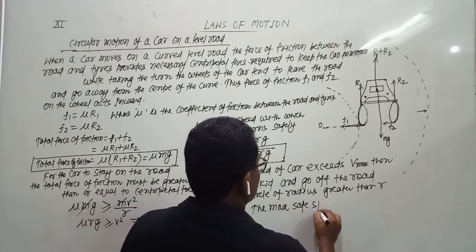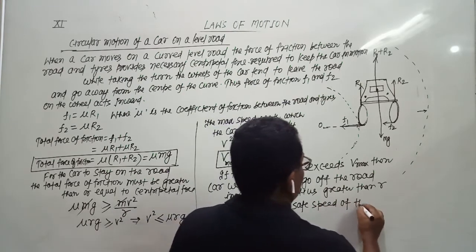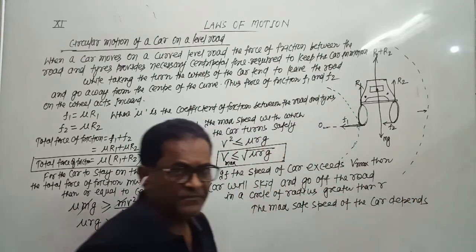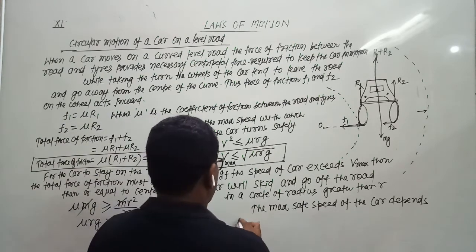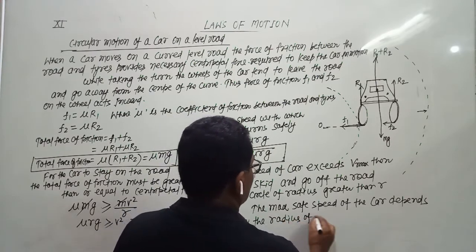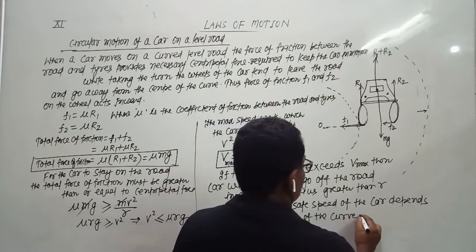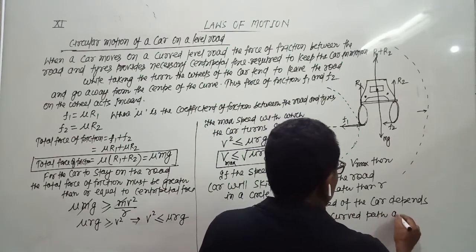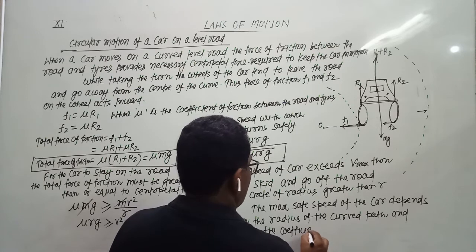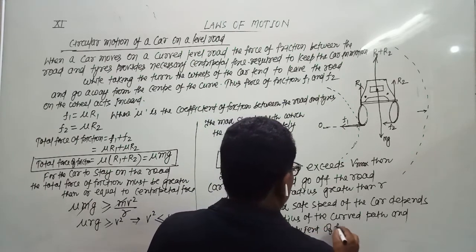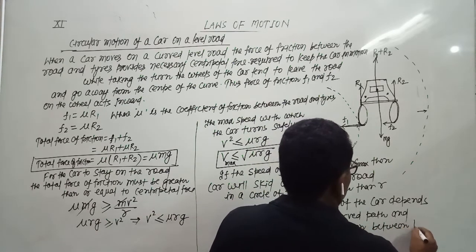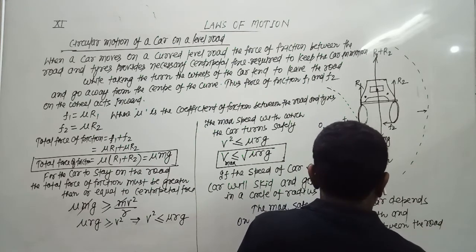The maximum safe speed of the car depends on the radius of the curved path and the coefficient of friction between the road and tires.